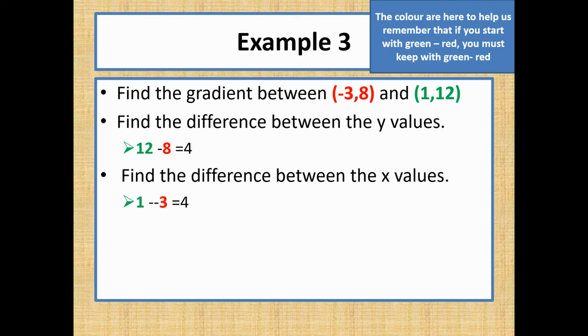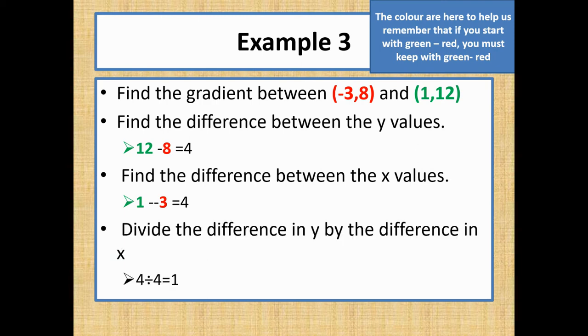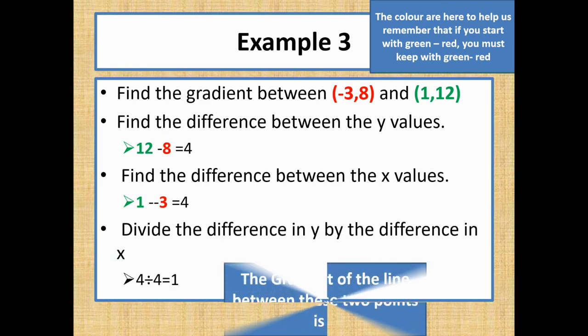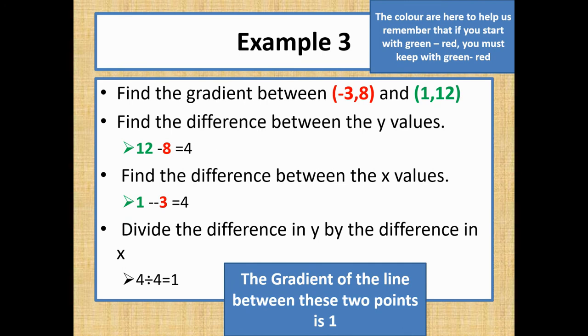Then what do we do to work out the gradient? We do the difference in y divided by the difference in x. So it would be 4 divided by 4, which is 1. So the gradient of this line between these 2 points is 1. Please copy down this example, okay, and watch out for the negative signs. You're doing minus a negative number. When you're doing a minus and a minus, it becomes a positive, a plus, okay?